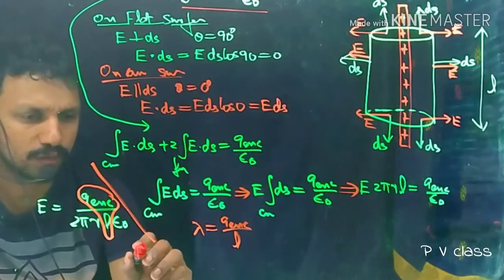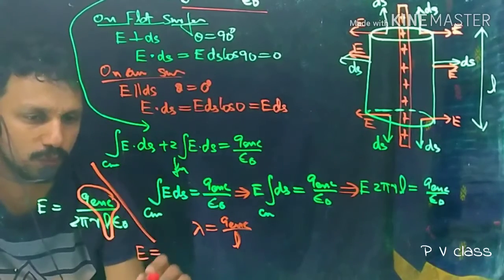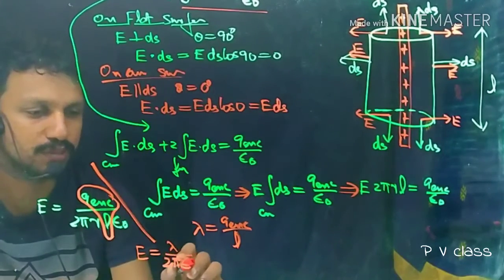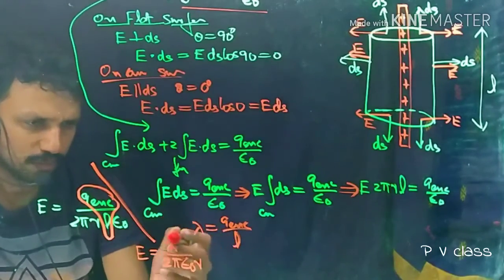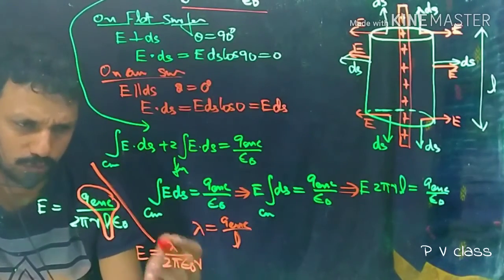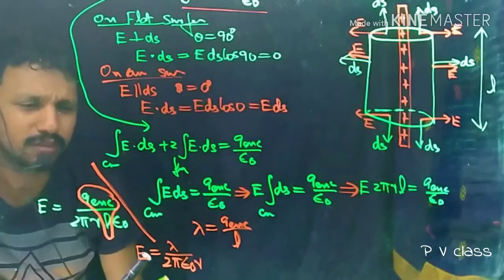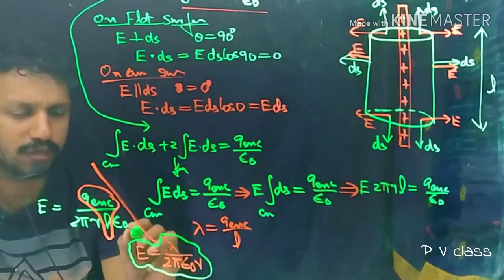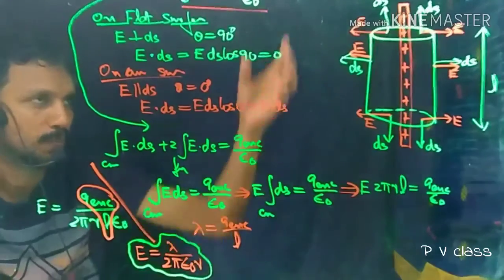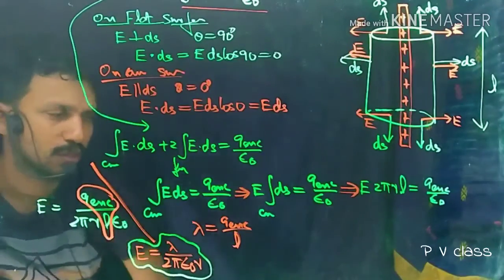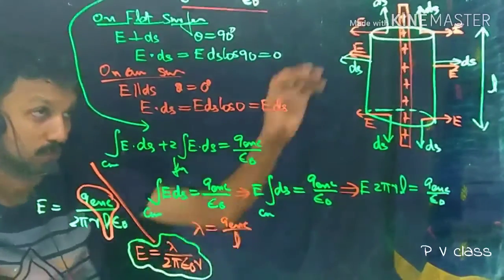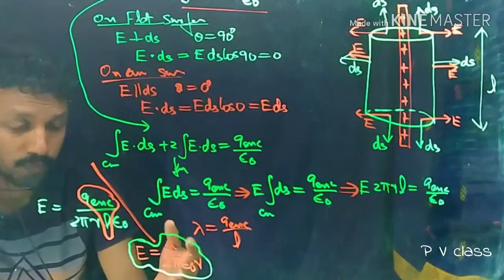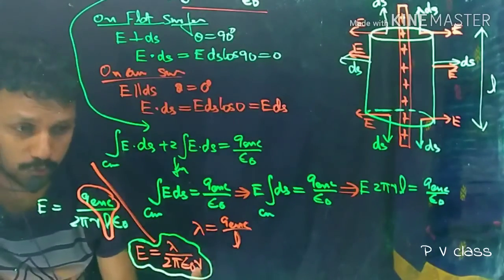Thus, I could write the equation as E is equal to lambda by 2 pi epsilon 0 r. I could write r epsilon 0 or epsilon 0 r. And this is our equation for electric field intensity due to an infinite line charge. But you may have a confusion that we are using a finite line charge, and how can we say that this can be used for an infinite line charge also?